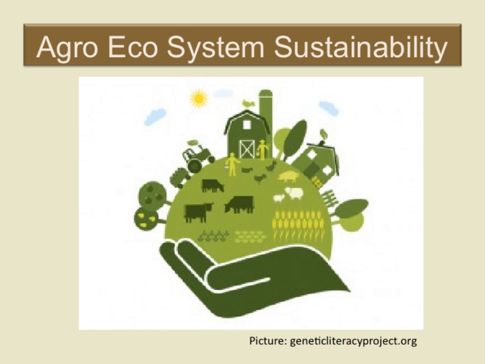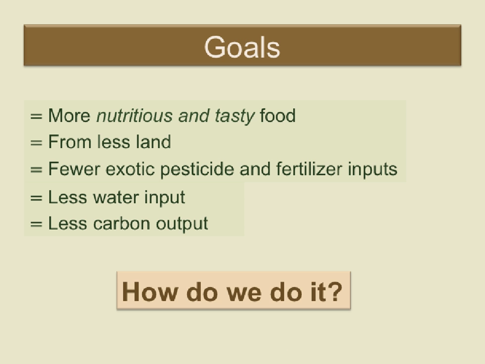We have certain common goals for agriculture. All of us want more nutritious and tasty food. We want to produce this food using less land, because we know the agricultural footprint is devastating to biodiversity. We would like fewer exotic pesticides and fertilizer inputs. We'd like to use less water. And we'd like less carbon to come out the end. So how do we achieve an agricultural ecosystem that meets these goals and demands?